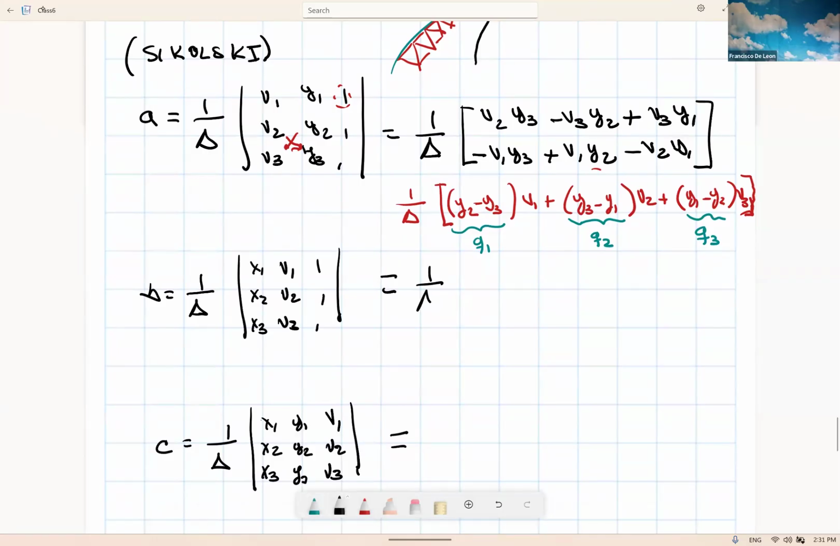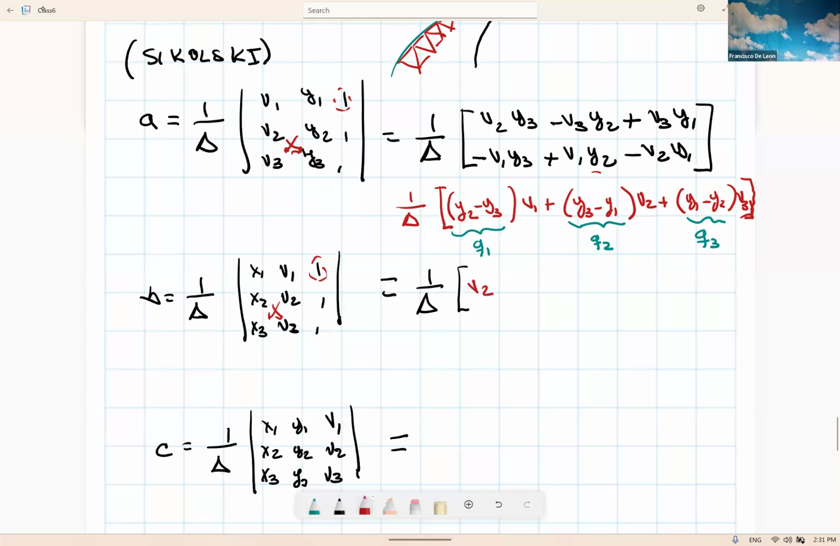The next one is 1 by delta, 1 by the determinant. And I'm going to have, again, the same thing. I get this one, that one minus that one, right? So I am going to get a V2 X3. I'm going to put it in black. V2 X3 minus, let me start with the X. X2V3 minus X3V2.